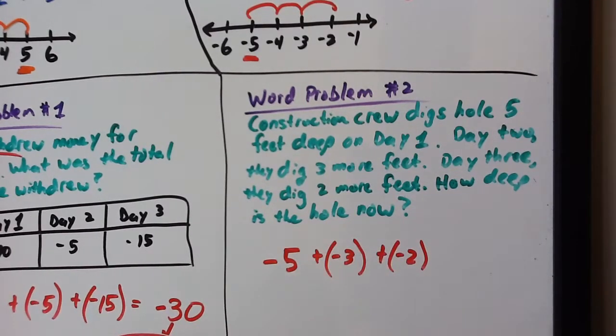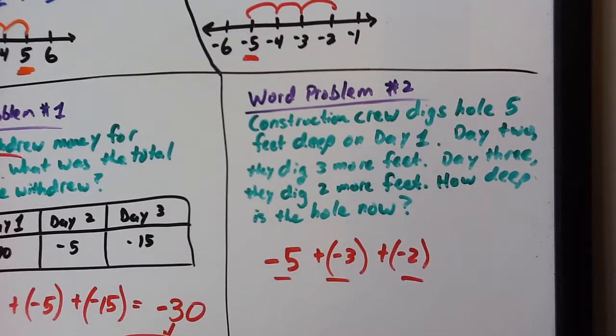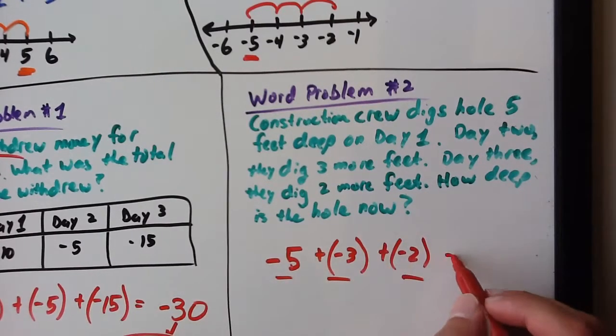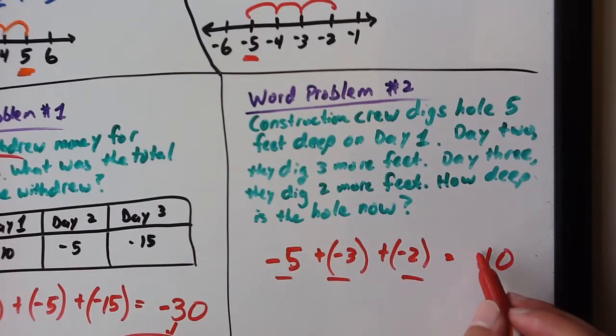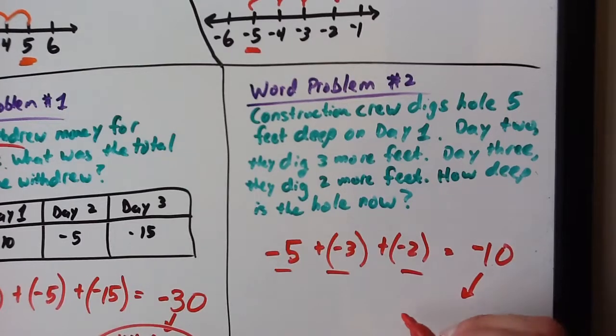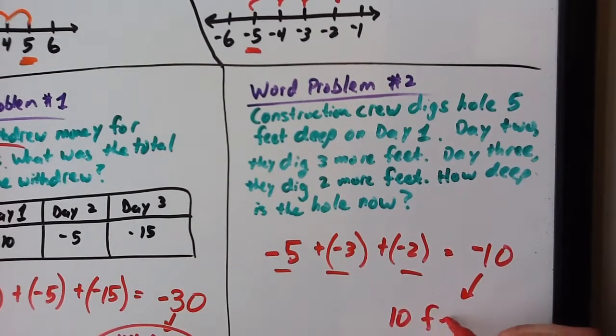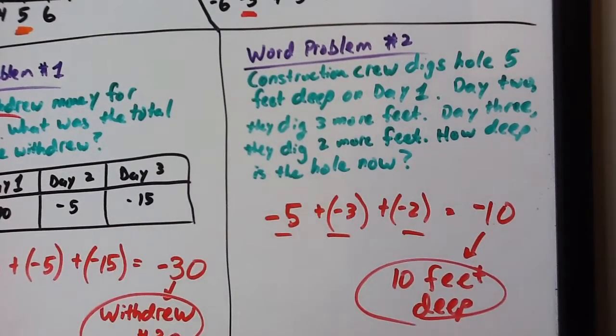Now, how deep is the hole altogether? So I have negative, negative, negative. All the numbers are negative, so I'm going to add and keep the sign. 5 plus 3 is 8. 8 plus 2 is 10. I added the numbers and I keep the sign. I keep the negative sign. So what this negative sign tells me is that this is 10 feet deep. That's how deep the hole is, 10 feet deep.